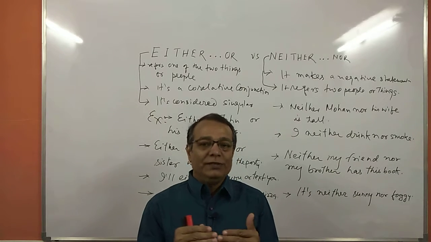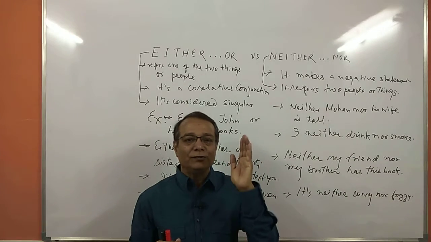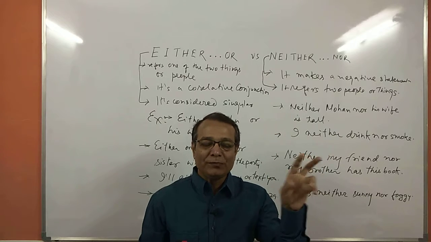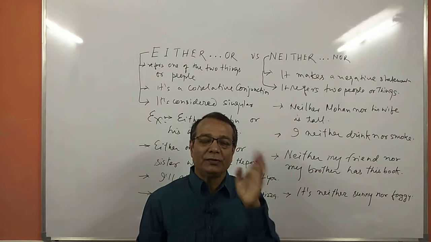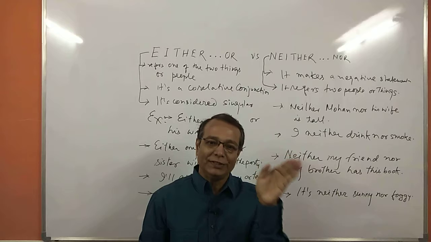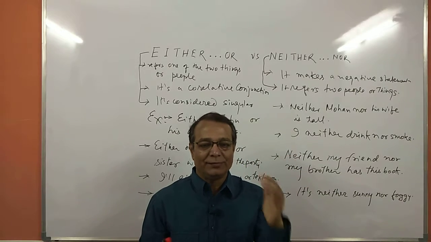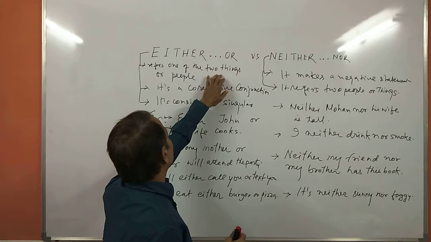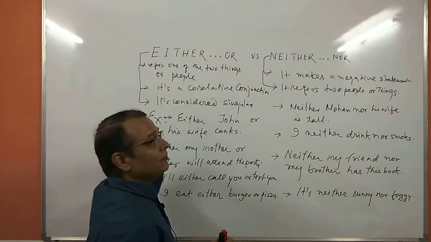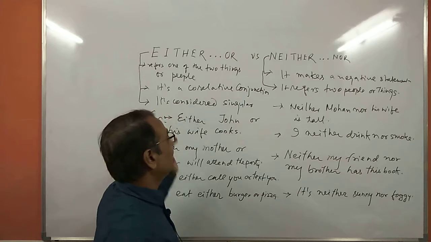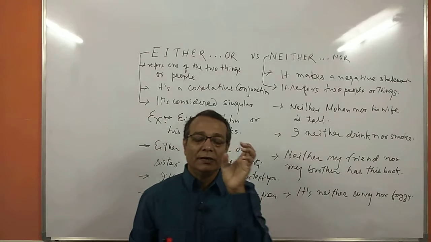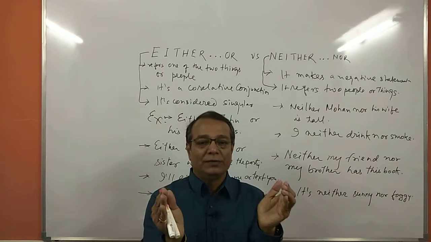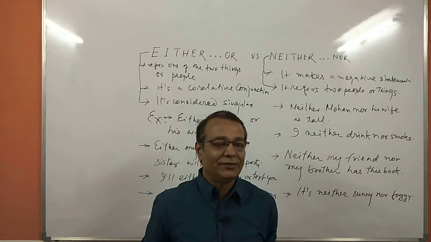First of all, I would like to tell you that either or refers to singular person. When we talk about two people, we actually talk about one person, one of two people or one of two things or one of two places, something like that. So it refers to one of the two things. It's a correlative conjunction and it's considered singular. That means when you use verb with these words, you are using singular verb, has, is, etc.